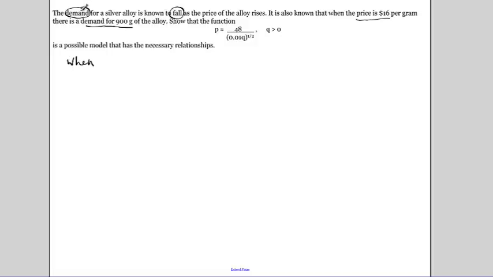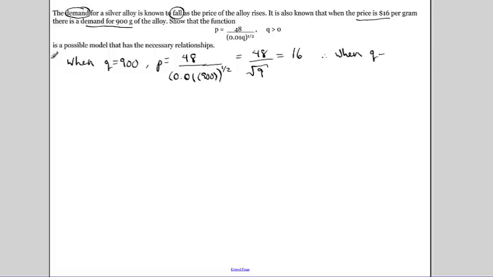So what this is saying is when Q equals 900, we want to see if P equals 16. So let's substitute 900 into the function. So when I simplify the denominator, I get square root of 9, or 9 to the half. And that equals 16. So it's true, when Q equals 900, the price equals $16.